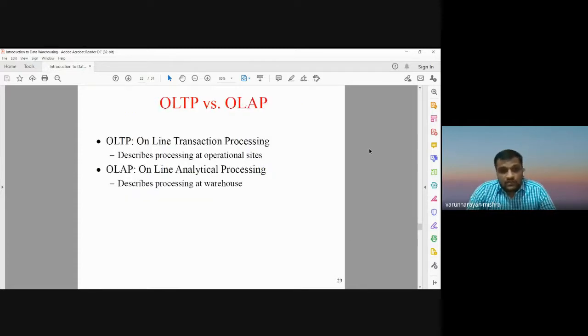Now we are going to discuss OLTP versus OLAP. As we know, OLTP is online transaction processing, which describes the processing at the operational sites, and OLAP is online analytical processing, which describes the processing at the warehouse. So how are we going to differentiate these two kinds of processing? One is transaction processing, applied at the operational sites, and the other is analytical processing, processed at the warehouse.